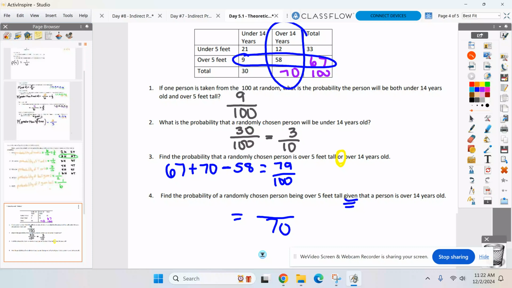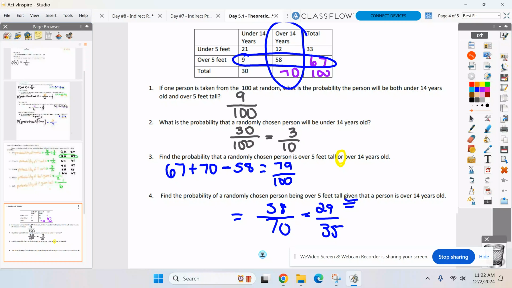Out of those 70, how many are over 5 feet tall? 58. That's it. You got to watch out for the given ones, because it's not going to be out of the total. It's only out of a certain part. And, whoa, I'm not done yet. 58 out of 70. 29 over 35. Yep. That's just using your calculator.